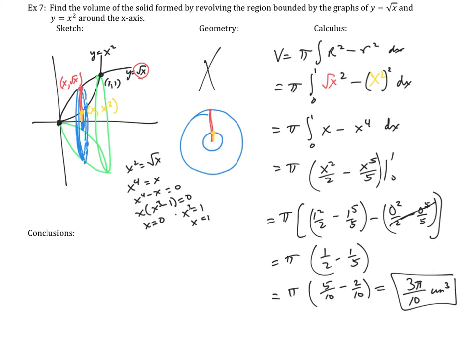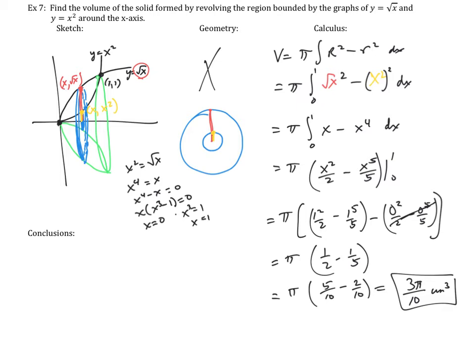So not too bad, and hopefully that helps you understand just a slight extension, really, of our disk method. And I kind of referenced this in the other video that we call this the washer method, and it's really just when my disk has a hole in the middle of it. And that's why I'm going to be subtracting my radius squared minus radius squared.